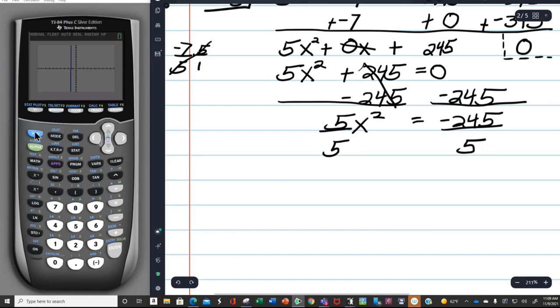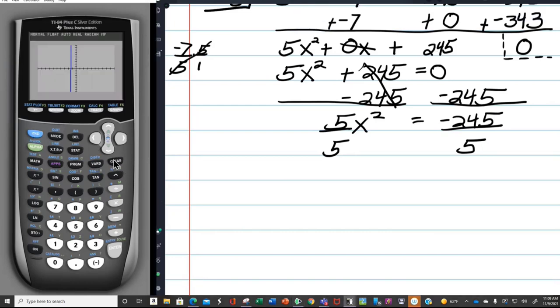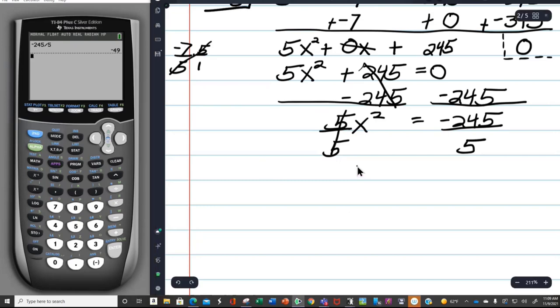Negative 245 divided by 5 is negative 49. X squared equals negative 49. And then I take the square root of both sides.